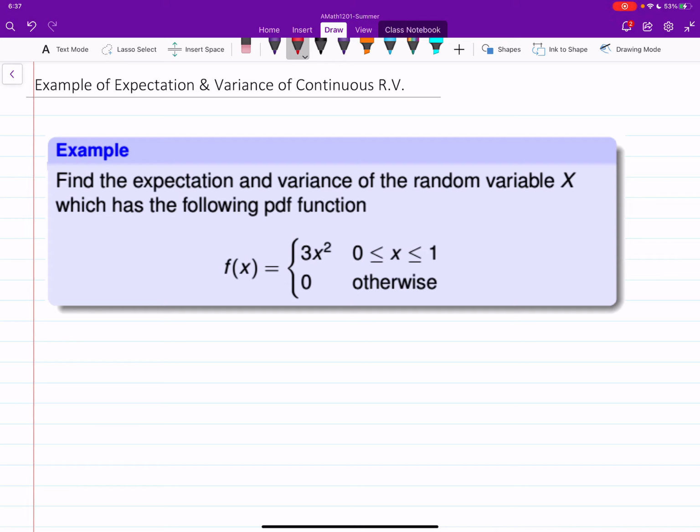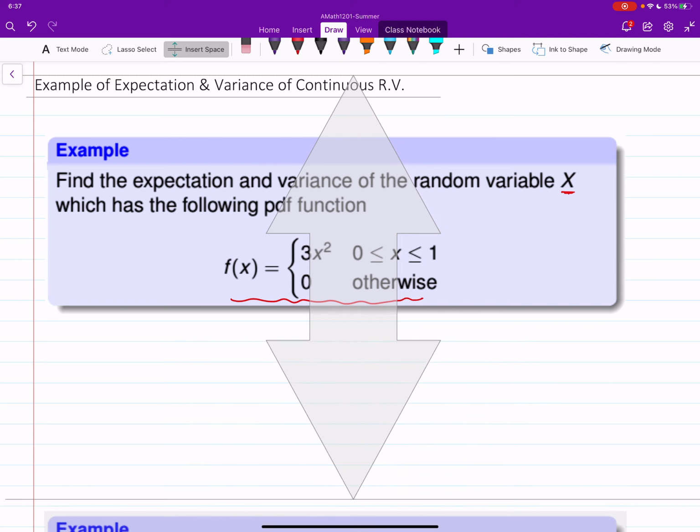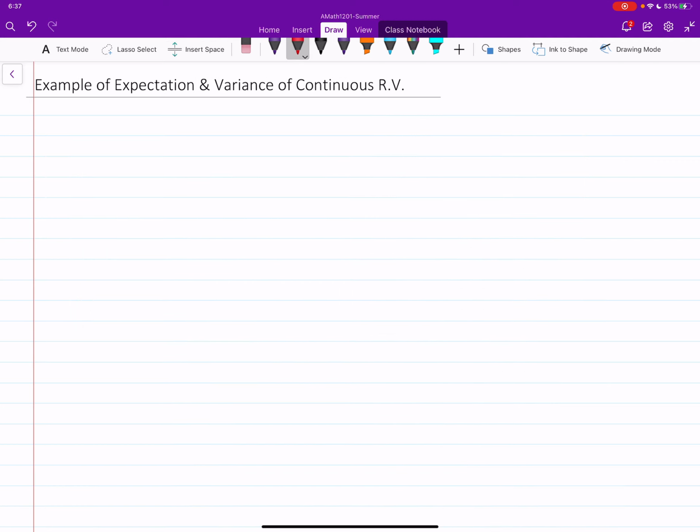Hello everyone. In this video, we will do an example for expectation and variance of a continuous random variable. So a continuous random variable x is given with the PDF, which is this function. Now the question is asking for expectation and variance. Well, let me first quickly review what these notions are for continuous random variables, and then we go from there.